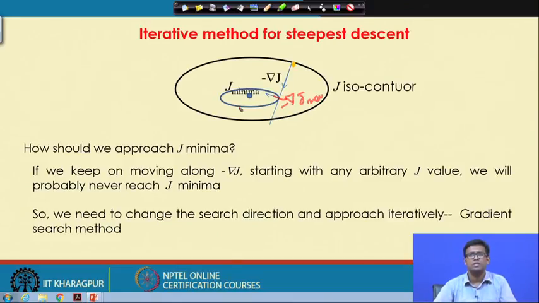So, you need to change the search direction and approach iteratively, and this method is called the gradient search method. In the next class, we will look into more detail of the gradient search method.